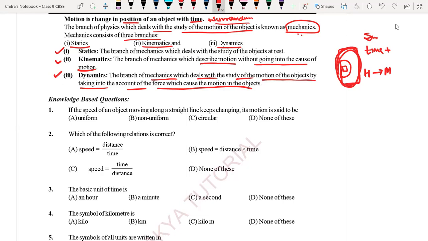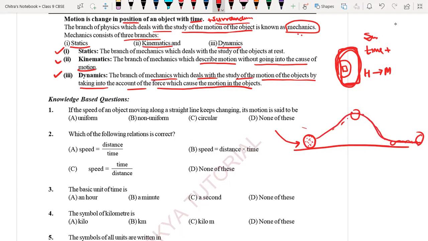Sir, I did not understand dynamics. Okay. Suppose here we have a football. It is in a rest condition, right? If it is at rest, it is statics. But if we kick the football, it is going to jump to a certain height, then fall on the ground and roll. So it is performing motion, right?